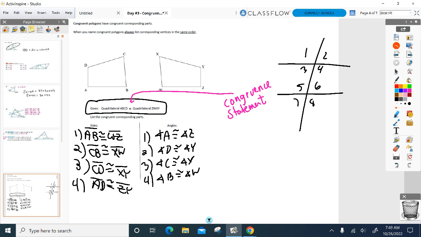I'm going to have you write one of these in a couple minutes. When you write one for me, you're going to say this is congruent to this. All the sides and angles should match up on your statement.